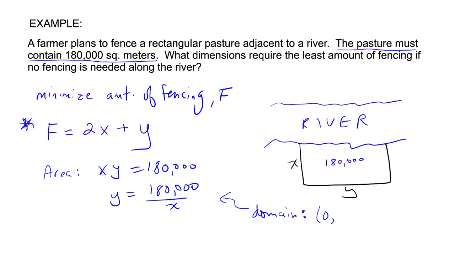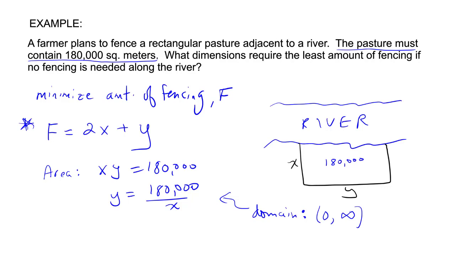And technically, in this case, we could send it towards infinity, because the only thing that's going to happen is as x gets a lot bigger, y is going to have to get tiny. So is it likely that x is going to be 20 million and y is going to be 180,000 over 20 million? No, but it is possible in the framework of this problem.